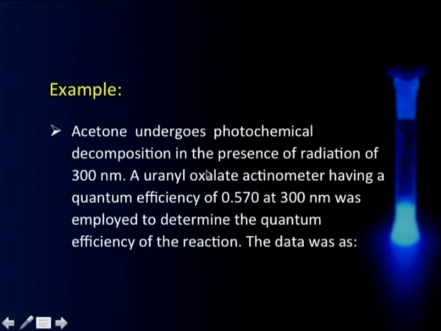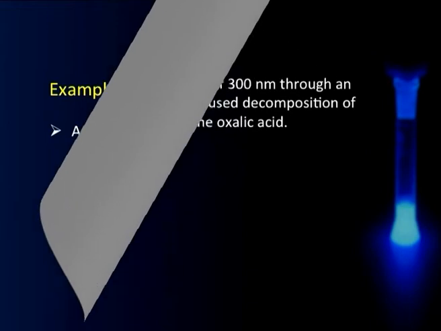Now, suppose there is a reaction like acetone. We know that acetone undergoes a photochemical decomposition in the presence of radiation of about 300 nanometers. So, that is the reaction I want to make a measurement of. To do that, I use a uranyl oxalate actinometer having a quantum efficiency of 0.570 at 300 nanometers, and the objective is to find out the quantum efficiency of the reaction. How we do that experiment is as I just explained, and the data obtained was as follows.